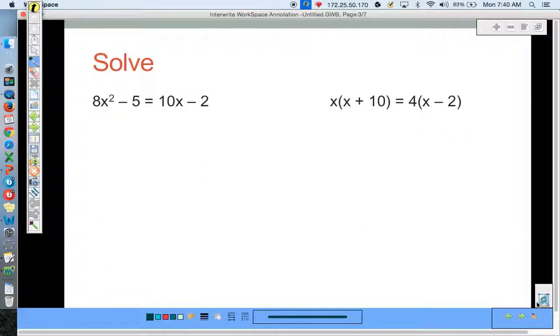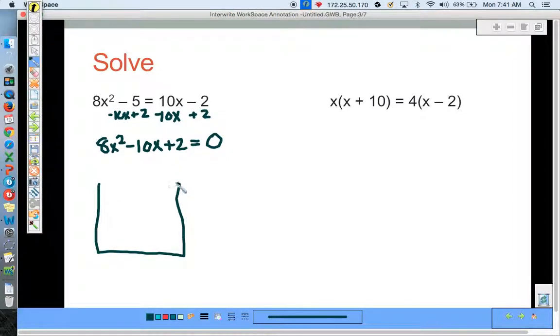We're going to look at a few more today, very similar to what we did yesterday, except we have to do a little bit more work before we factor. For example, this one, we need to set it equal to 0 first. So subtract the 10x and add the 2. So we have 8x squared minus 10x plus 2 equals 0.